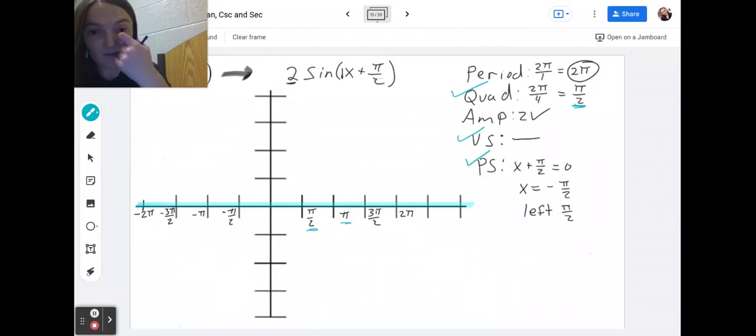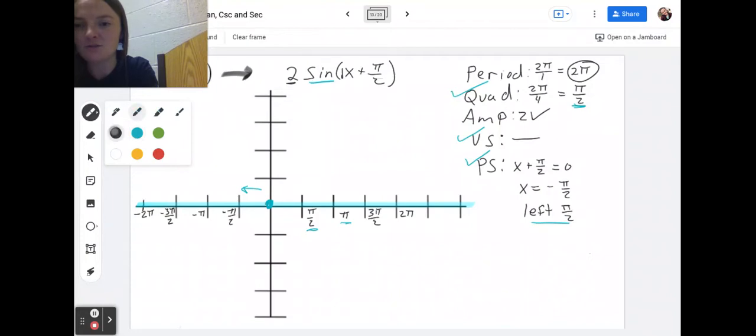Lastly, we have a phase shift. We need to go left pi over 2. So I need to think, where should sine normally start? Well, sine normally starts right here at the midline, but it needs to move left pi over 2. So I'm going to move left pi over 2 starting here, and I'll use a different color so you can see it better. I'm going to erase the other point just in case I get confused.